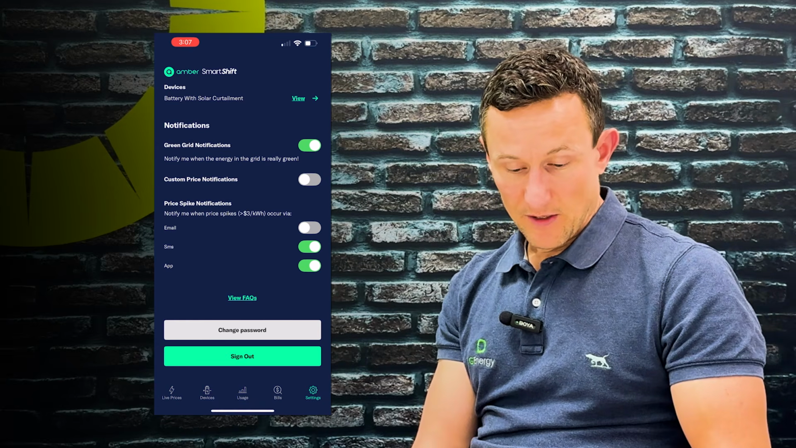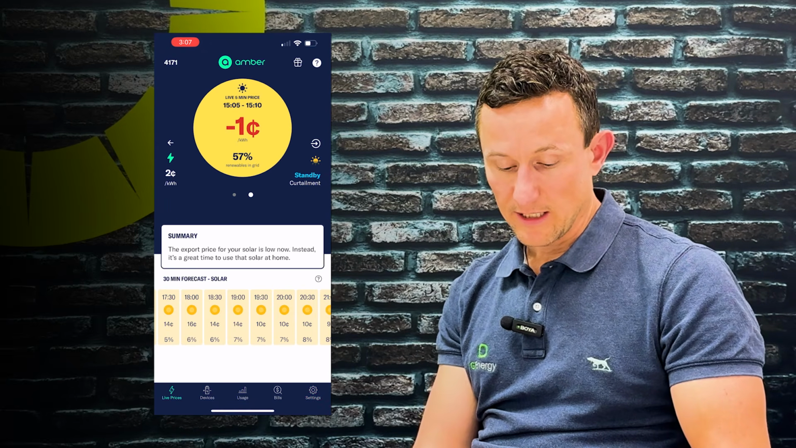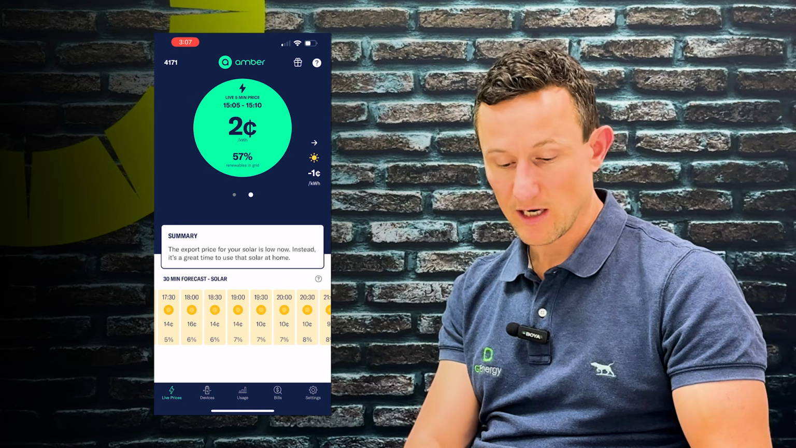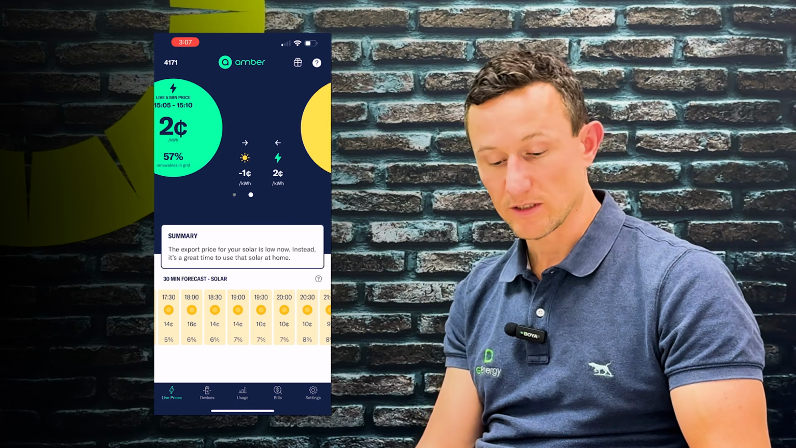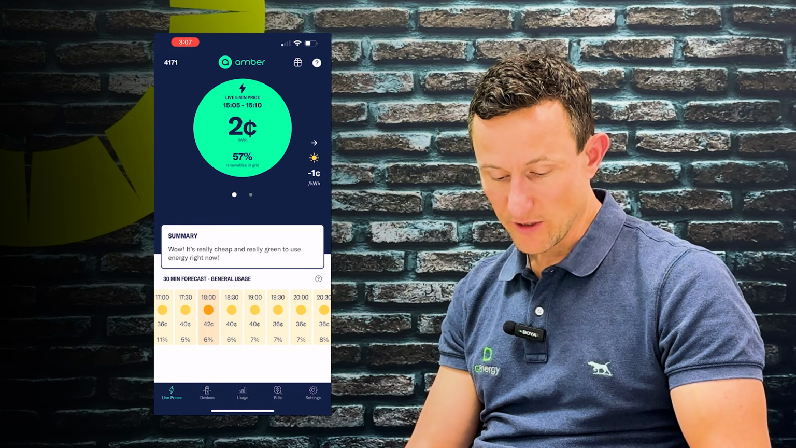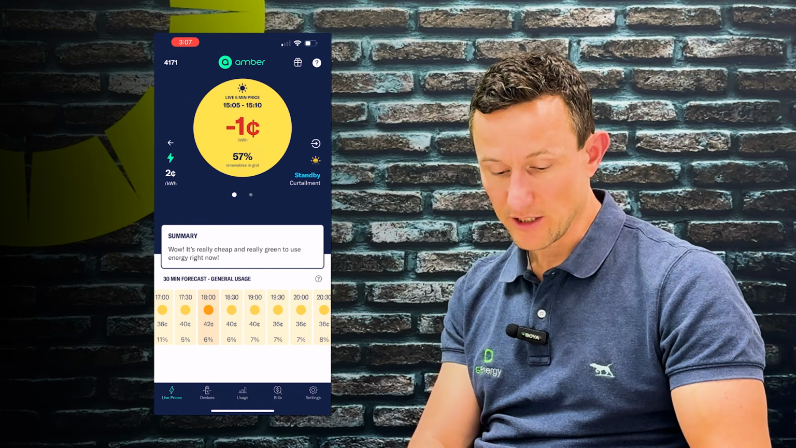I think that's it. I think that covers it pretty well. As I say, this page here, the live prices, is really going to be your go-to that you look at all the time. And if you scroll back and forth, you can see what your buy rate is and what your sell rate is. Going across to 6 p.m., we're at 42 cents, obviously, to buy energy, and to sell energy at 16.